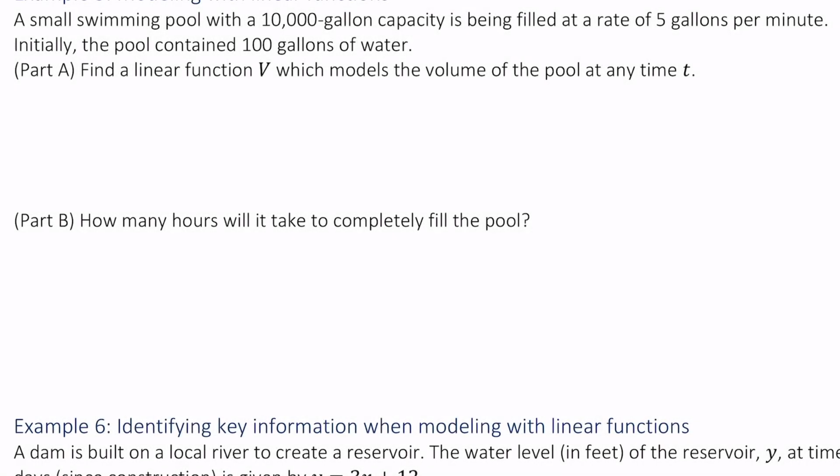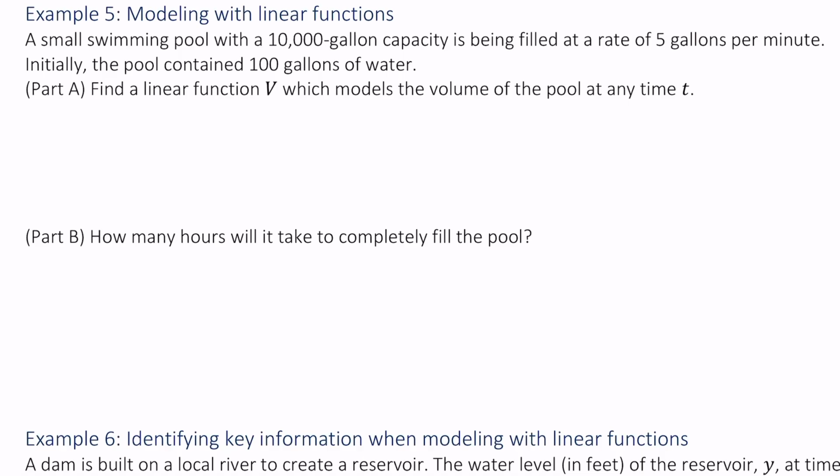Okay, so I tell you here that a small swimming pool with a 10,000 gallon capacity is being filled at a rate of 5 gallons per minute. Initially, the pool contained 100 gallons of water. So the first thing we're going to do is find a linear function v which models the volume of the pool at any time t.